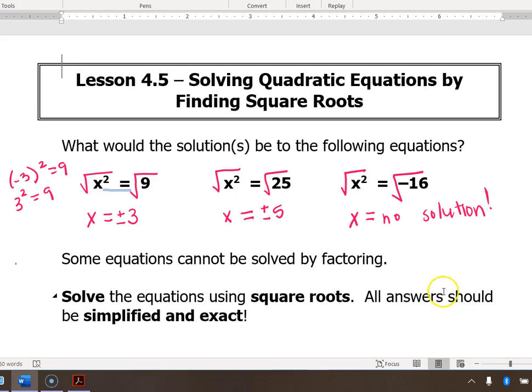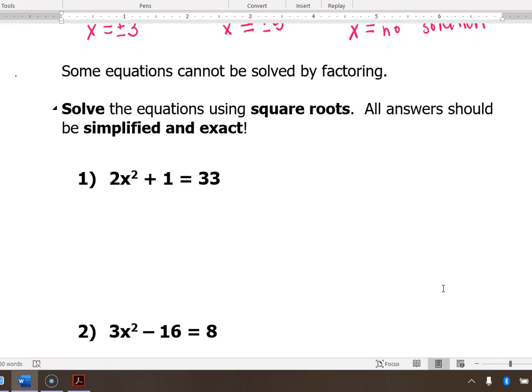All right, let's take a look here. We want to solve these equations by using square roots. These cannot be things that are factored. So we're just going to go through and try to get x by itself. Just like we would any other equation, we want to go through and get our variable by itself. So my first step is going to be to subtract 1 from both sides.